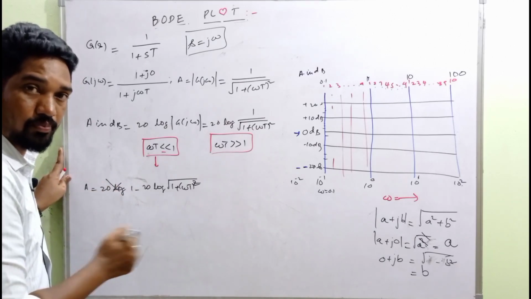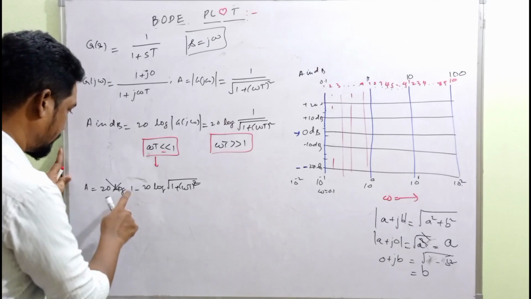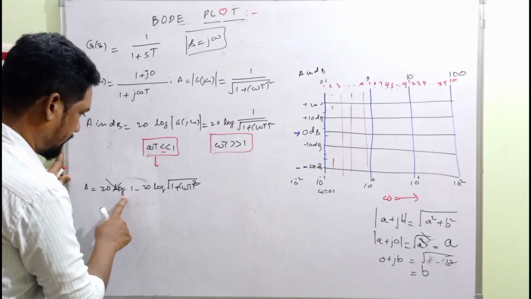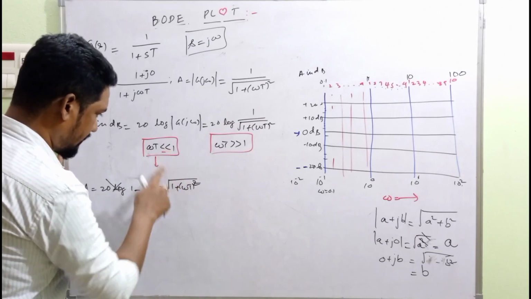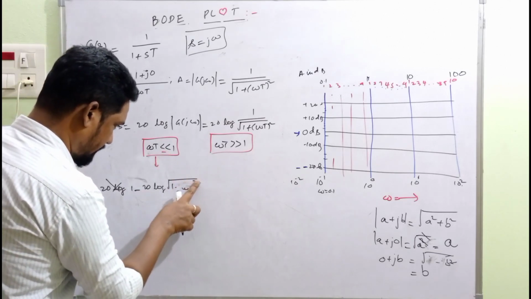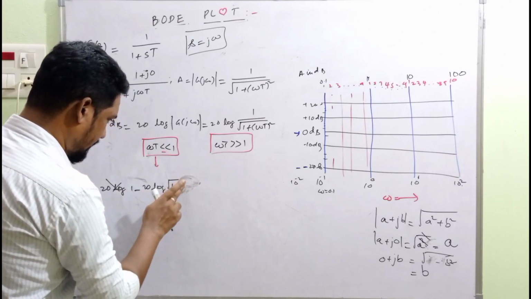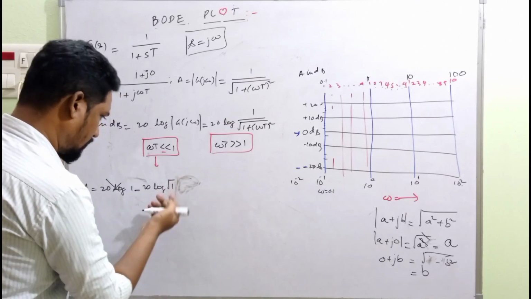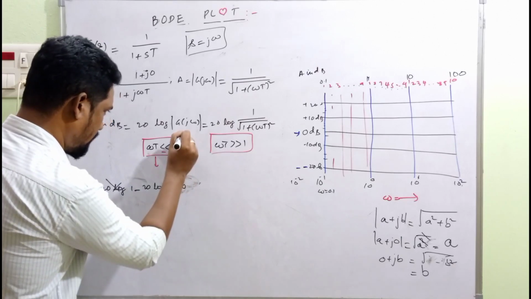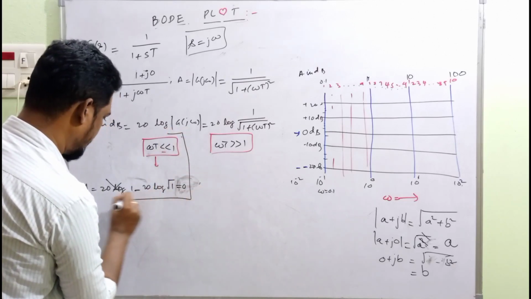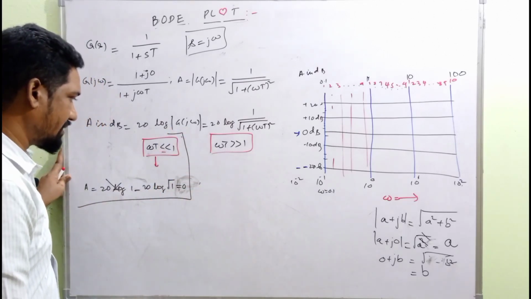Check it if you have any doubt, put it on your calculator and do this. 20 log 1 is 0, and we are left with this one, minus 20 log, and here, if this is the case, this could be neglected. Even this root 1 is a 1, so this entire term will be 0 for this assumption, ωT very much less than 1.